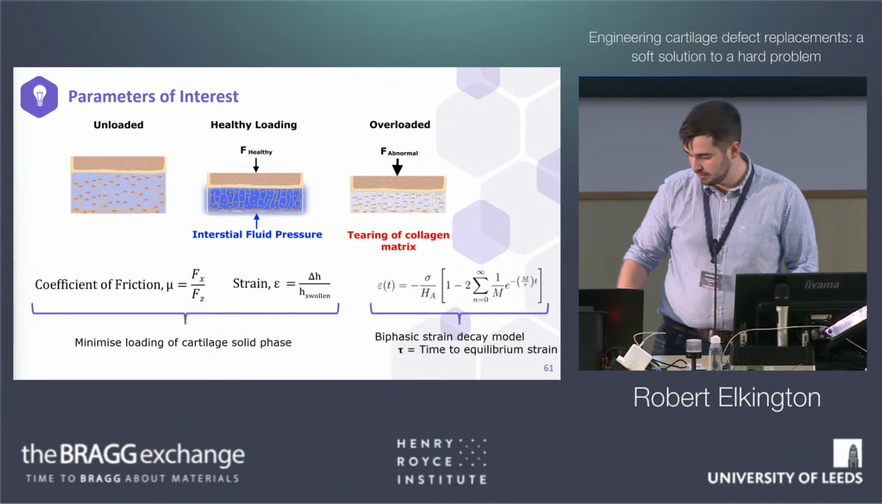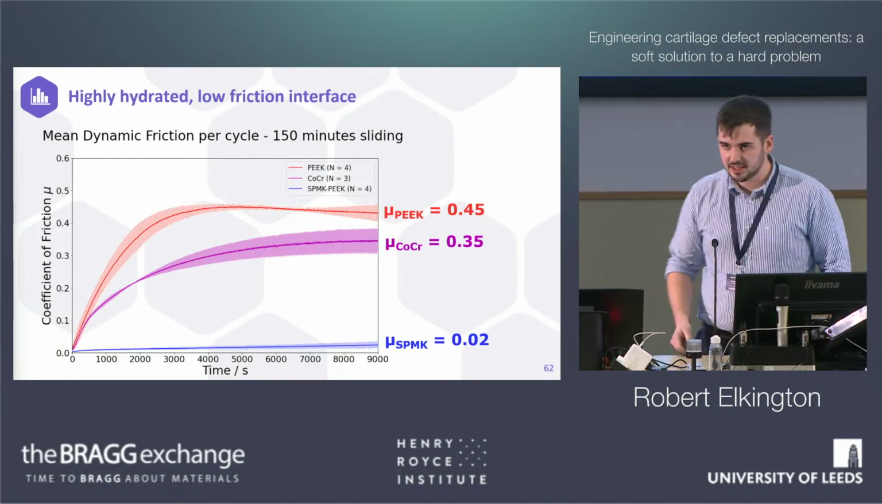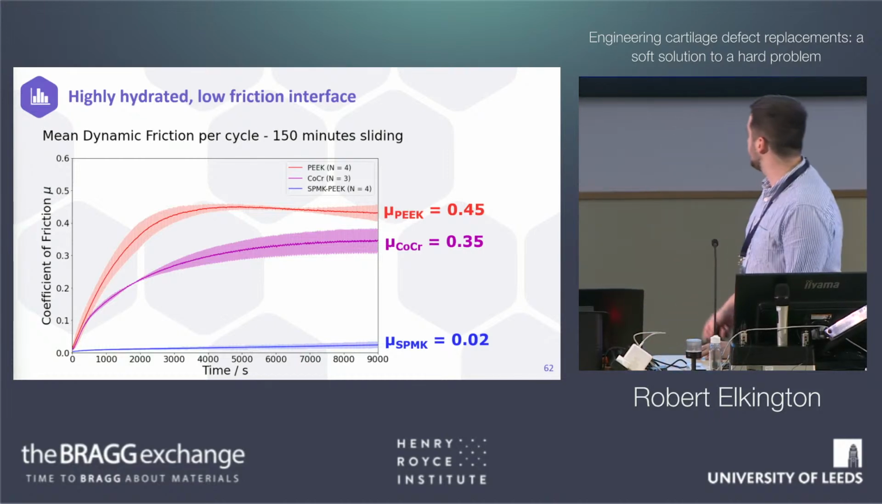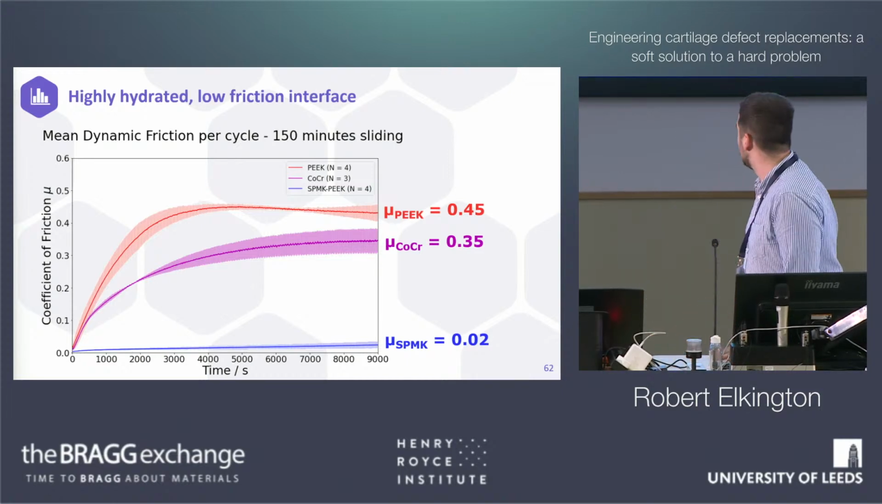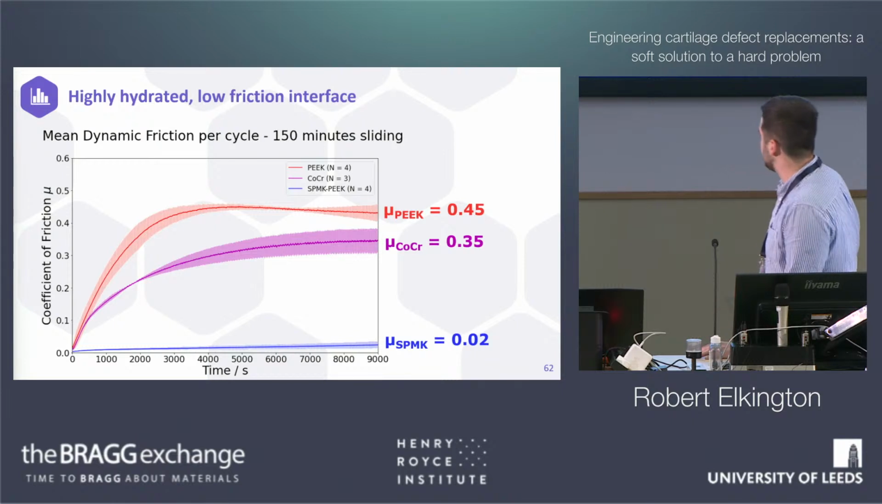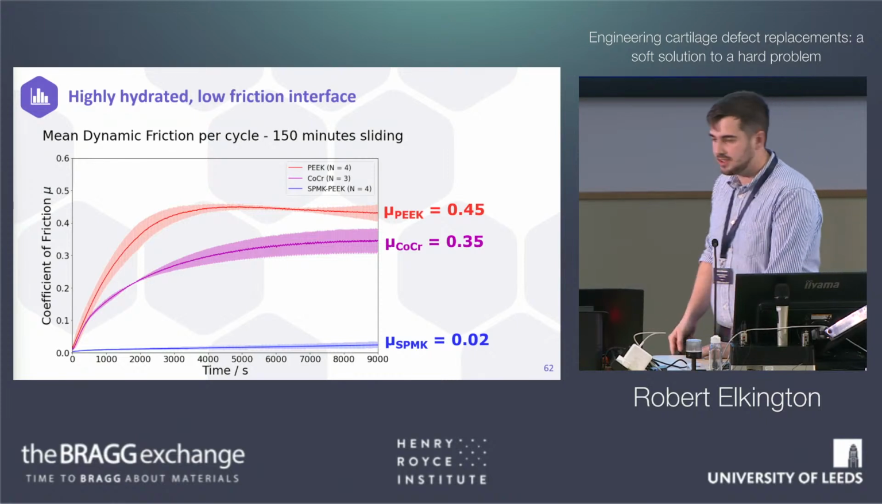And that will become more important in a moment. So, start simple. We've slid it against our PEEK material, some cobalt chrome as a biomedical control, and our functionalized material for 2.5 hours. PEEK, what happens? Well, friction increases over time, and we get quite a high friction coefficient. That's a bit of a problem. It means we're probably damaging the collagen matrix.